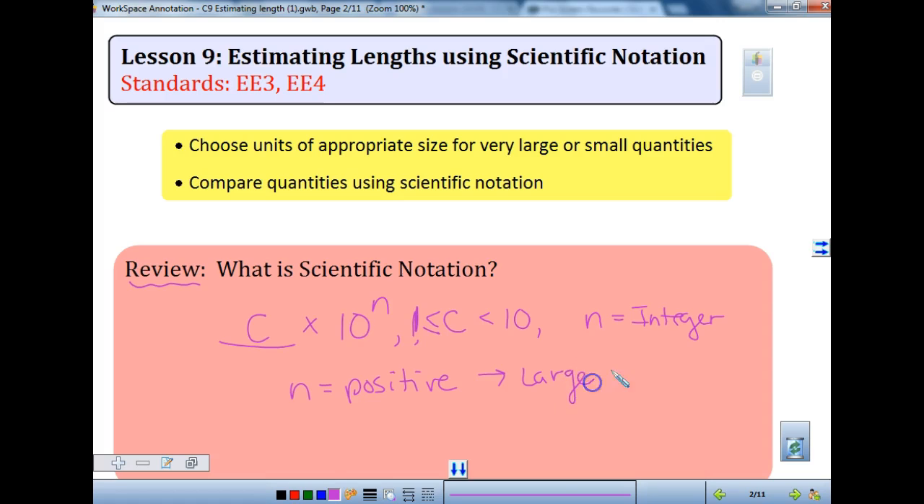And by large, we really mean any number that is greater than 1. The N will end up being a negative number when we are working with a decimal. So any number between 0 and 1.